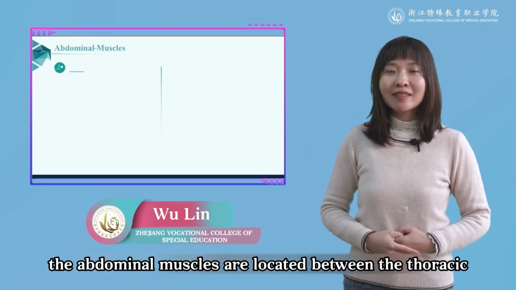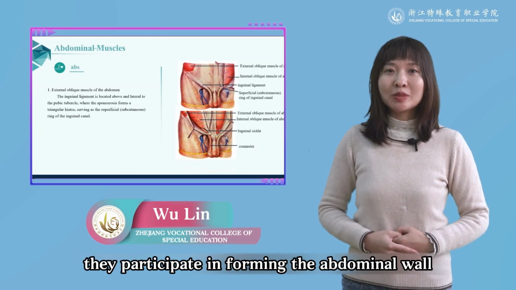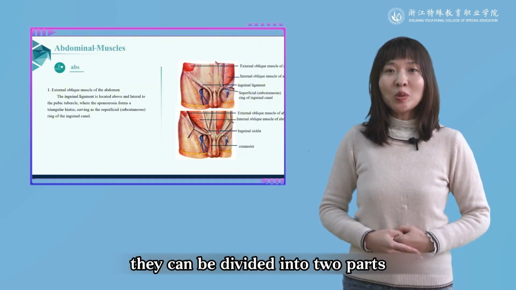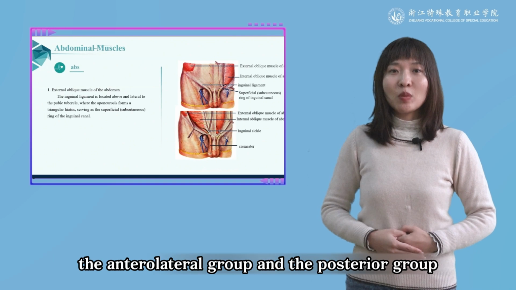The abdominal muscles are located between the thoracic cage and the pelvis. They participate in forming the abdominal wall. According to their location, they can be divided into two parts, the anterolateral group and the posterior group.